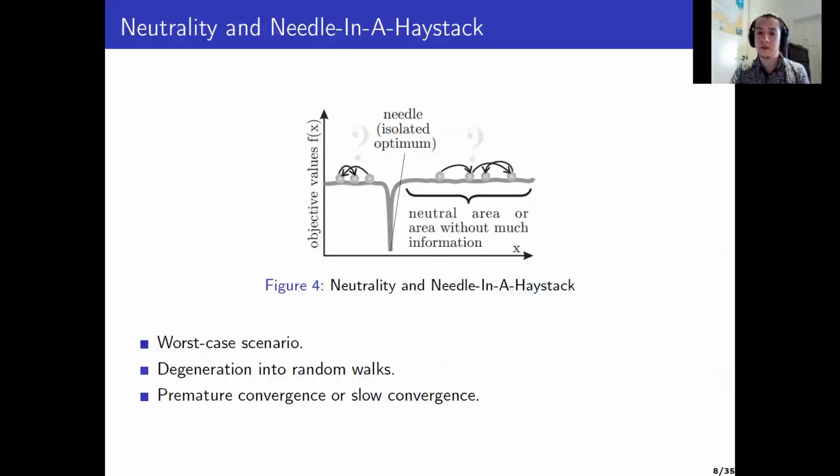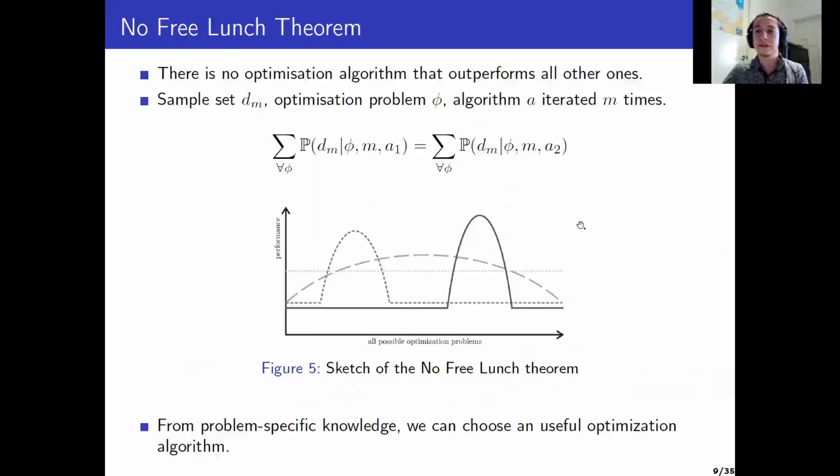So now the question is, if we have some different stochastic global optimization methods, which one will be the best, which one should we choose? And the answer is that there is no optimization algorithm that outperforms all other ones. This result comes from the no free lunch theorem, which says that if we talk about a conditional probability of reaching a sample set, so a set of values that we want to reach, given an optimization problem and algorithm A iterated m times, then the sum of these probabilities over all possible optimization problems is independent of the algorithm that we choose. This is the idea that this sketch is trying to show. It is just a very crude sketch of the no free lunch theorem, where each different line represents an algorithm. For all possible optimization problems, different algorithms might have different performances, and they may be better or worse depending on the problem. So in order to choose a useful optimization algorithm, we need to obtain as much knowledge as we can from the problem.